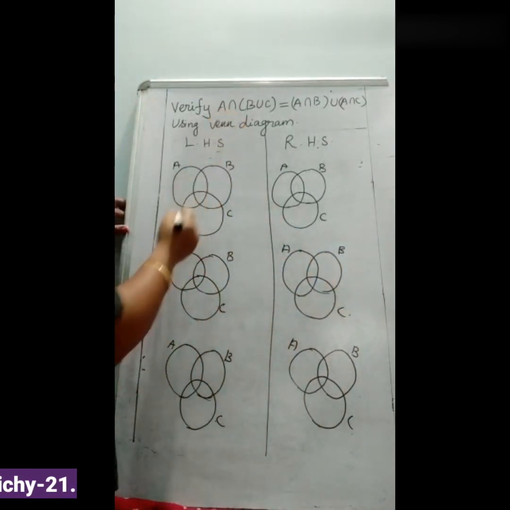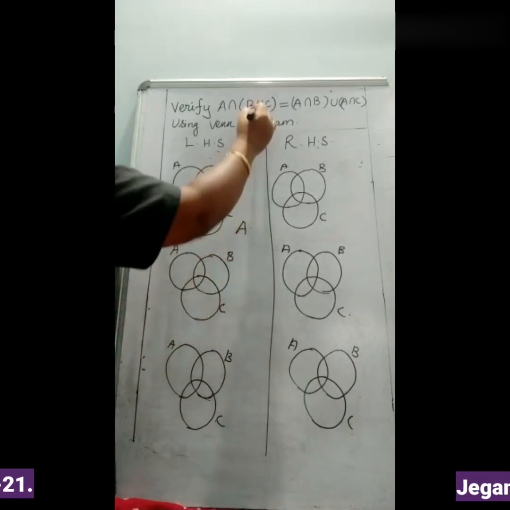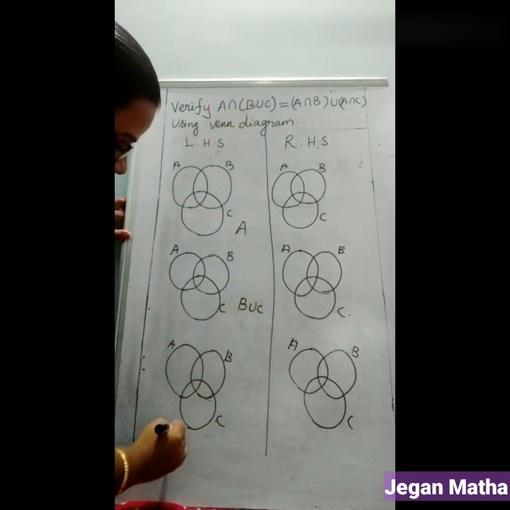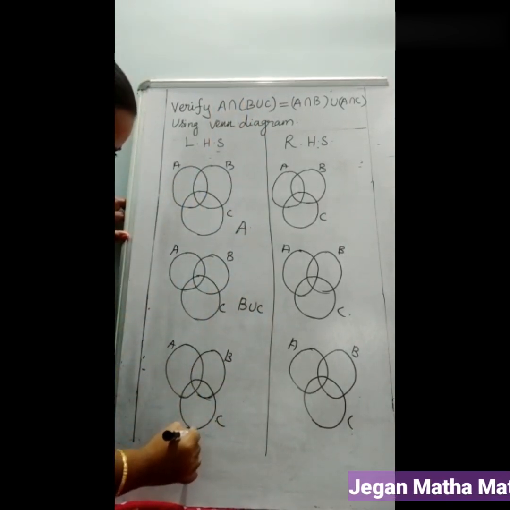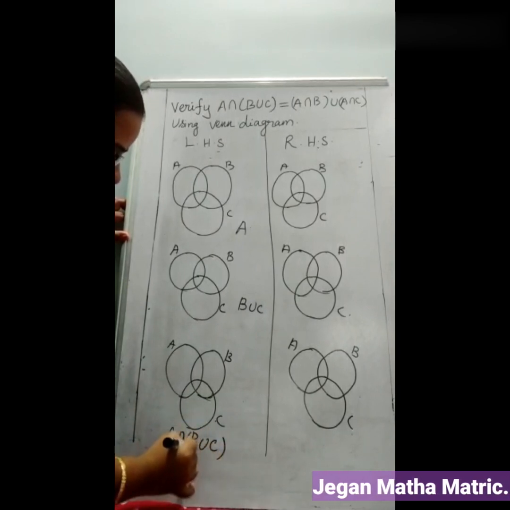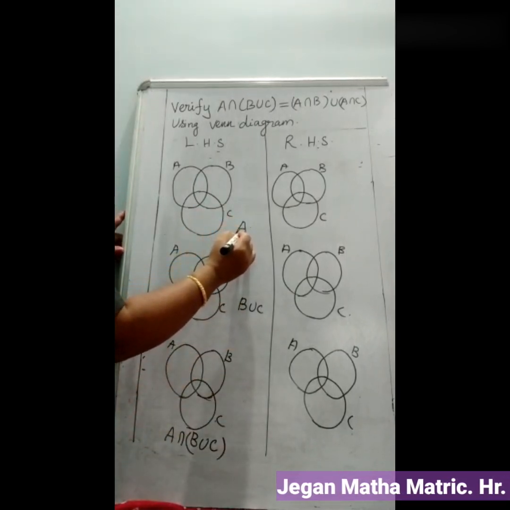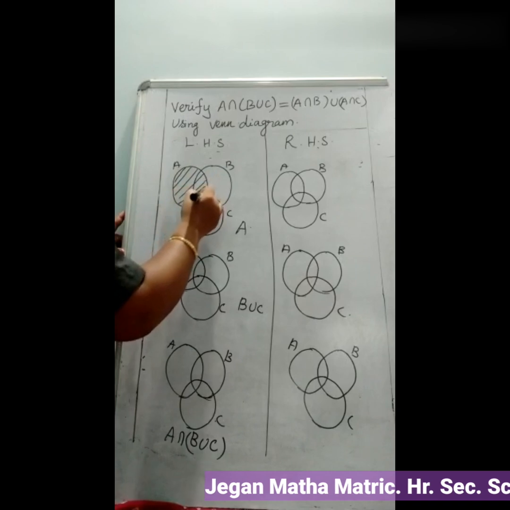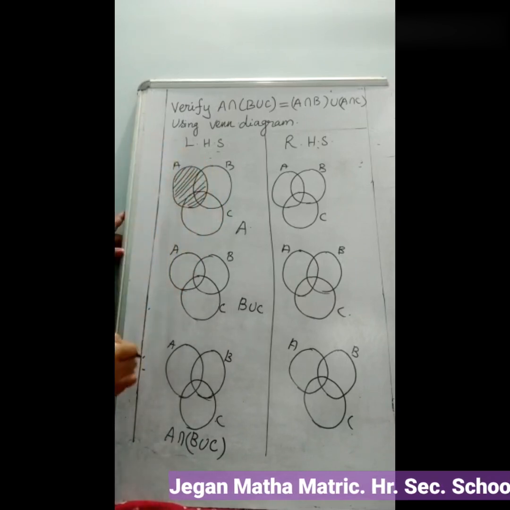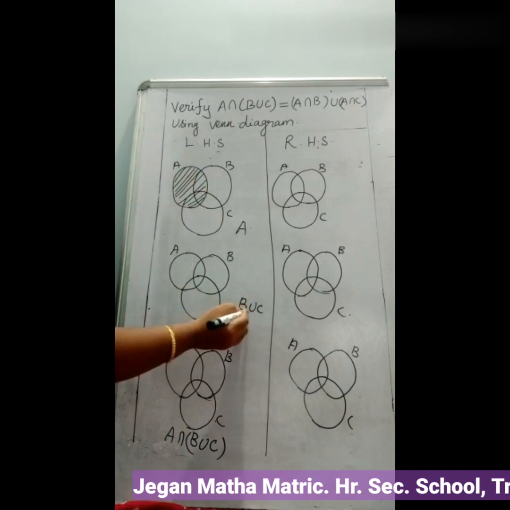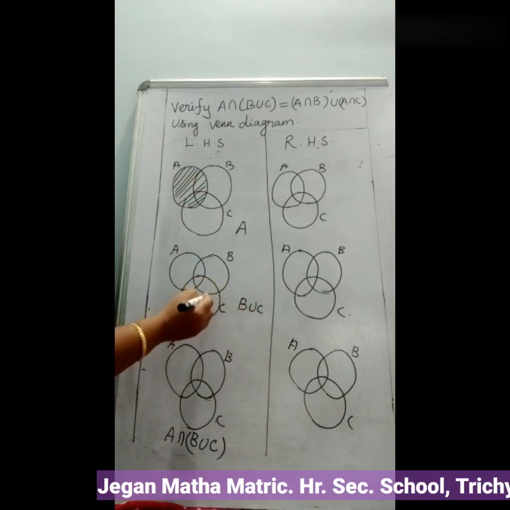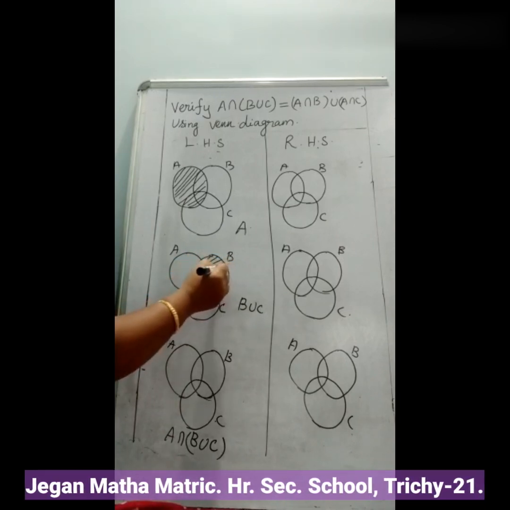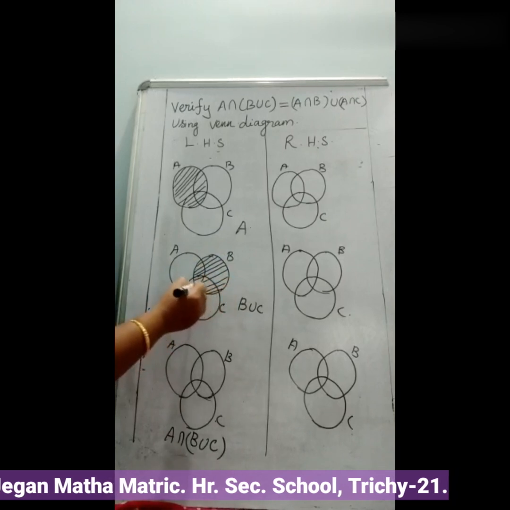First one you have to take A. This is A. And then next one is B union C. And then final result A intersection (B union C). So first you have to shade the A portion. This is A. So you have to shade this portion, A portion. And B union C. Union means you have to combine together B set and C set. So B union C is this shaded region.